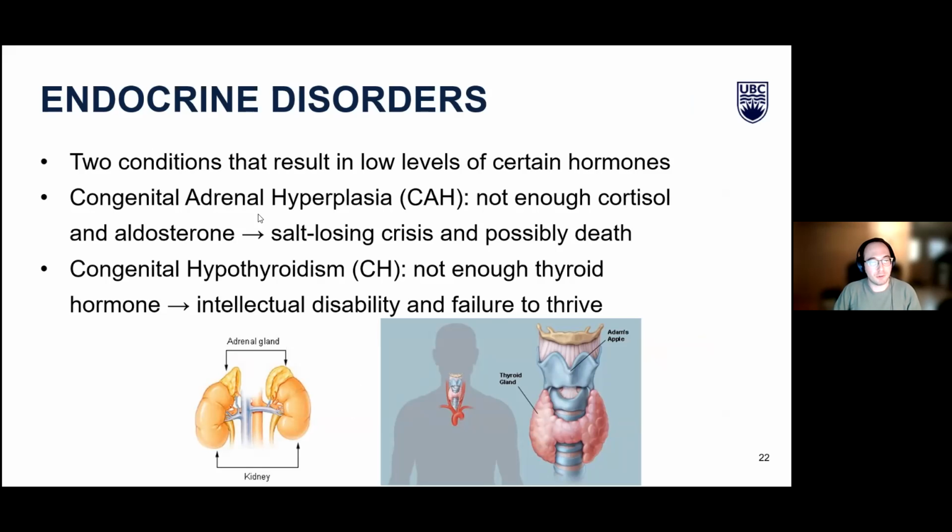So congenital adrenal hyperplasia. Congenital just means it's something you have from birth. And adrenal hyperplasia just means enlargement of the adrenal glands. The adrenal glands sit right on top of the kidneys. And essentially in congenital adrenal hyperplasia, we're not producing enough of the hormones cortisol and aldosterone. And this leads to something we call a salt losing crisis.